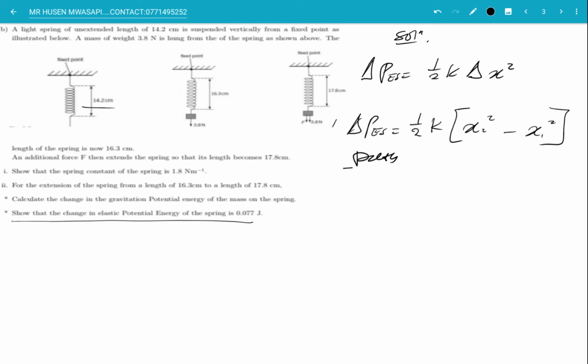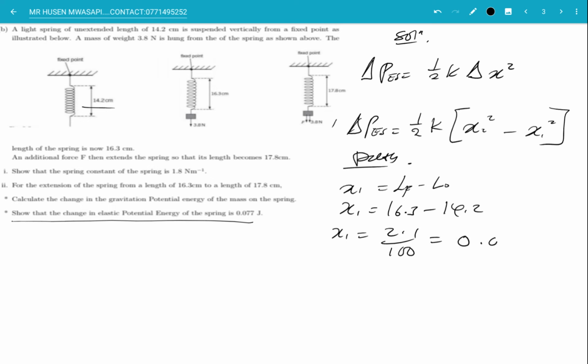So what we'll now do is find data for these extensions. Let's start with extension 1. Remember, extension 1 should equal length final minus length initial. So extension 1 is equal to length final, which is 16.3, minus length initial, which is 14.2. Extension 1 is equal to 2.1 centimeters. But now we need to convert it to meters, so divide by 100, and we end up having 0.021 meters. So this is for extension 1.